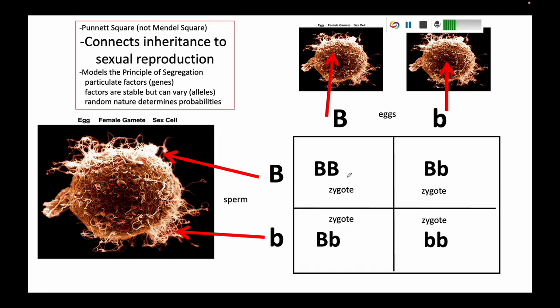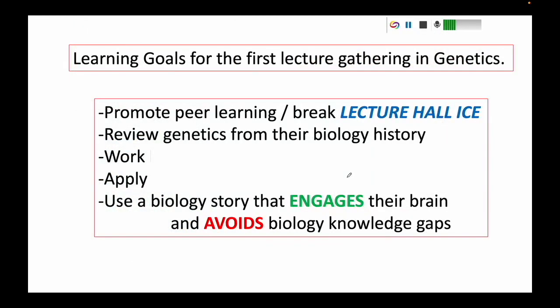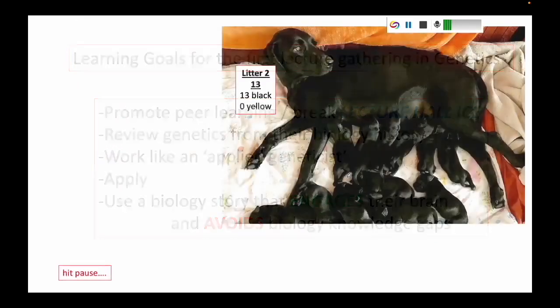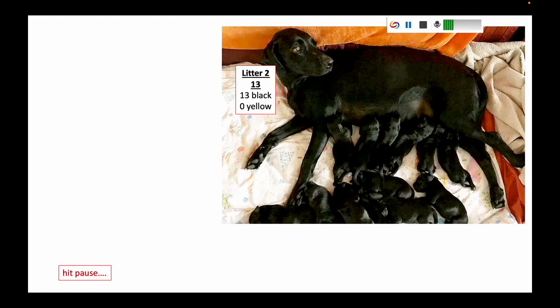We want to make sure they understand how the Punnett square as a model connects to the actual biology that is happening. And I think it's a little easier to do with animal examples. So that's what I do. So then what we do is put them in their teams in position to work like an applied geneticist, and we're going to apply those principles discovered by Mendel.